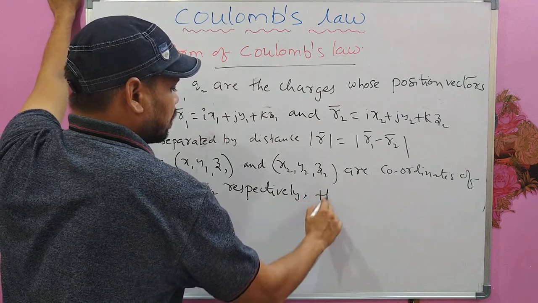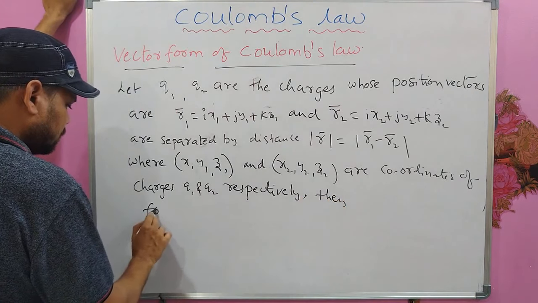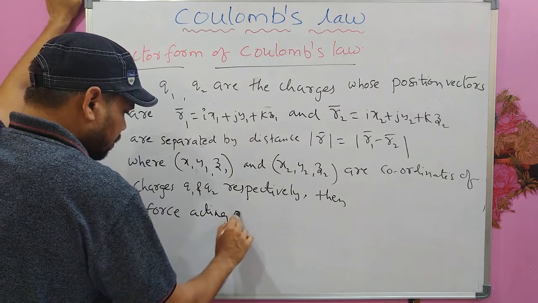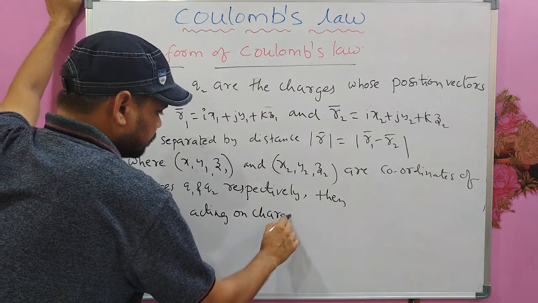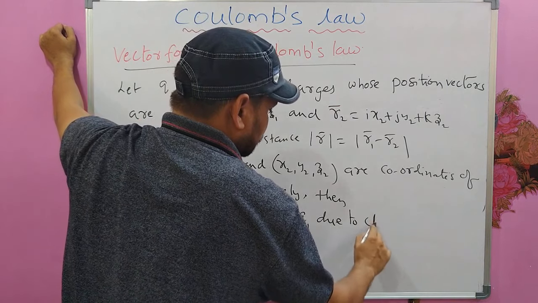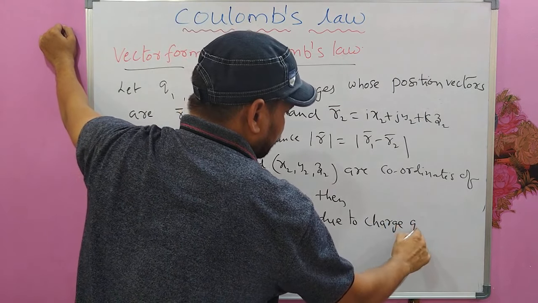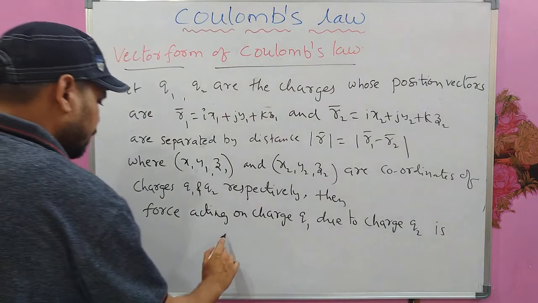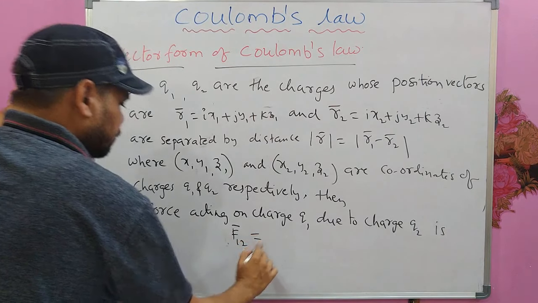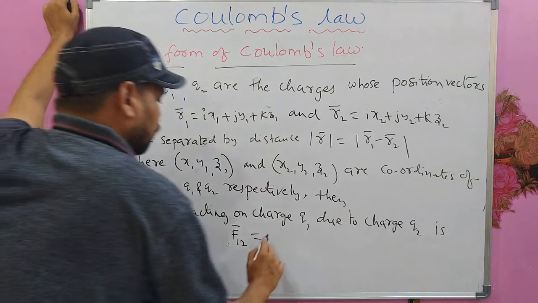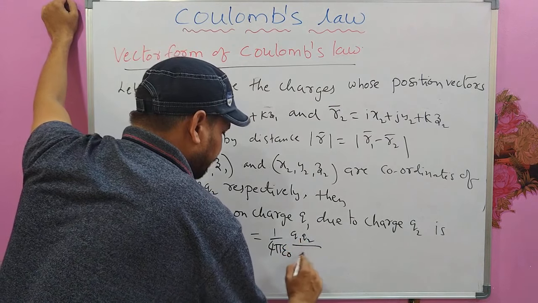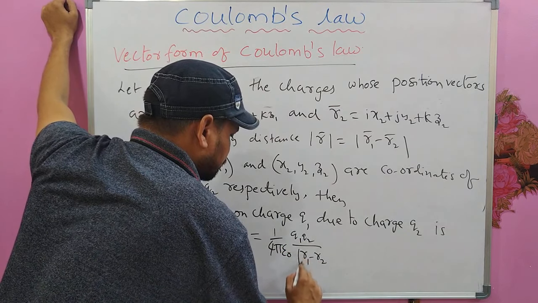Then the force acting on charge Q1 due to charge Q2 is F12 equal to 1 by 4 pi epsilon naught Q1 Q2 by R1 minus R2.